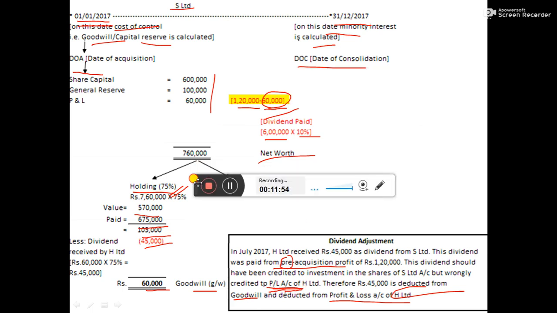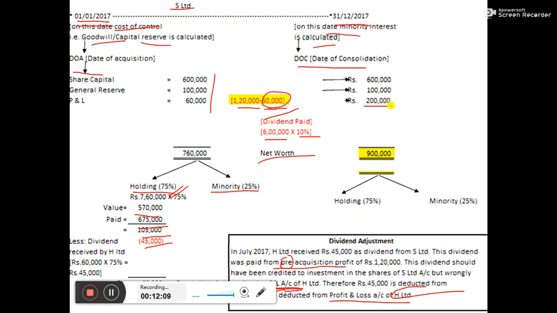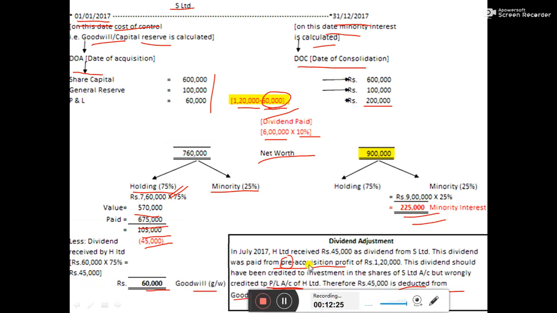That's it. Now, once you have understood this, we will calculate minority interest. 6 lakhs, 1 lakh general reserve, information from the balance sheet, and here 2 lakh is given in the balance sheet. Total is 9 lakhs. Out of this, holding will get 75%, minority will get 25%. So 9 lakhs into 25%, minority interest is 2 lakh 25,000. This will be shown in the balance sheet on the liability side. Now, once we have calculated goodwill and minority interest, we have to see what is the post acquisition profit.